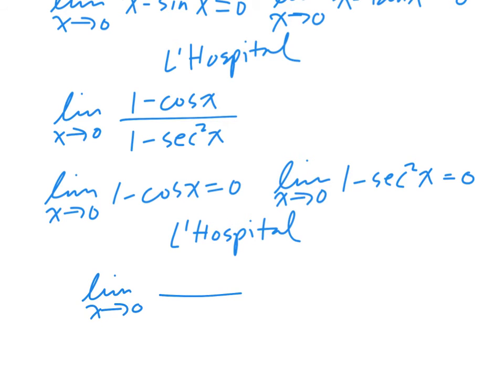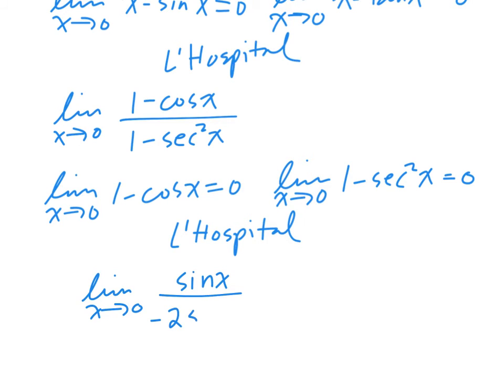What's that? Sine x? Yes, you're right. Over the derivative of 1 minus secant squared. People are like, I don't want to take the derivative of that. Oh yeah, 1 minus secant squared. No, the 1 goes away. Thank you, Ben. So it's just negative secant squared.